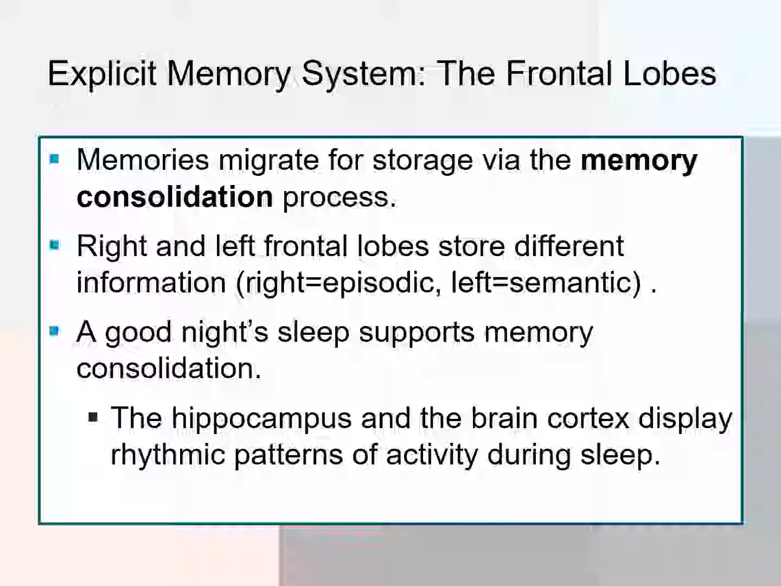So explicit memory system also involves the frontal lobes. Memories migrate for storage via the memory consolidation process. Left and right frontal lobes store different information. So these are again parts of your brain. The right stores episodic information and the left stores semantic information. And remember, episodic are those things about little episodes of your life, and semantic are little facts like what your name is. A good night's sleep supports memory consolidation.